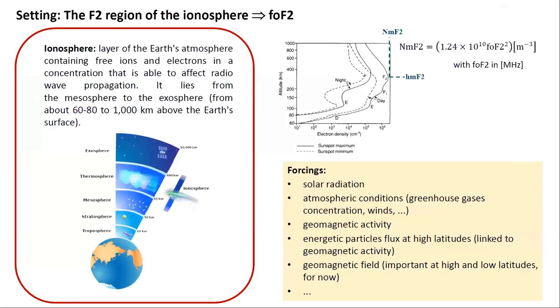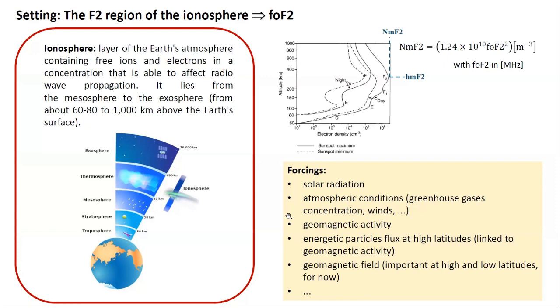First, let's set the scene. I will focus on the F2 region of the ionosphere, and in particular on the ionospheric peak electron density that occurs in this layer, measured through its critical frequency, foF2. Very briefly, the ionosphere is the atmospheric region where there are free charges, electrons and ions, enough to affect electromagnetic radio wave propagation. It extends from around 60 kilometers up to the exosphere. And this charge density is produced mainly by solar ultraviolet and extreme ultraviolet radiation. And unlike the troposphere, it is a region highly sensitive to solar variations.